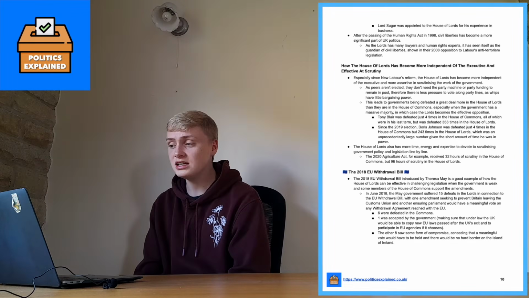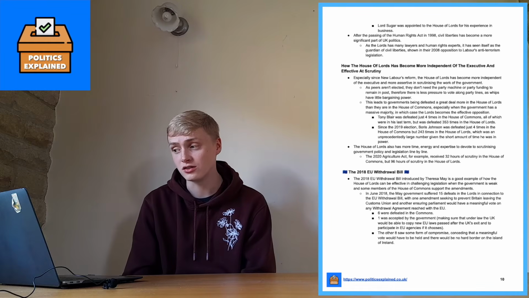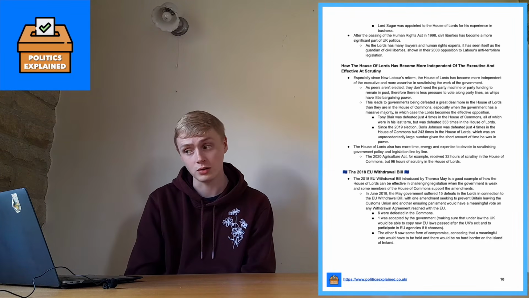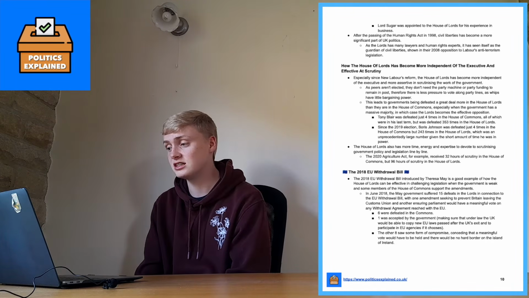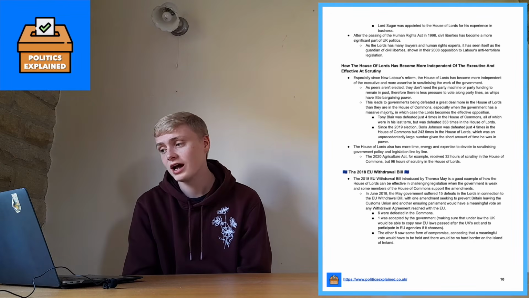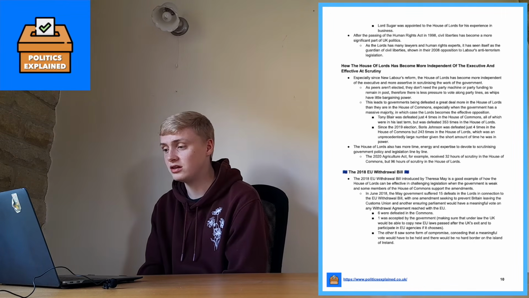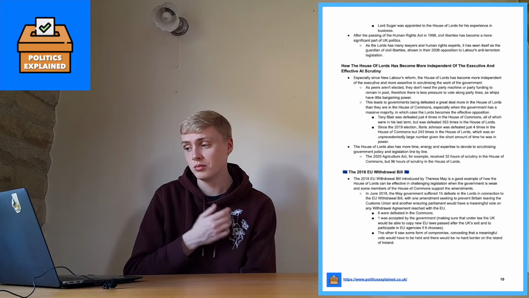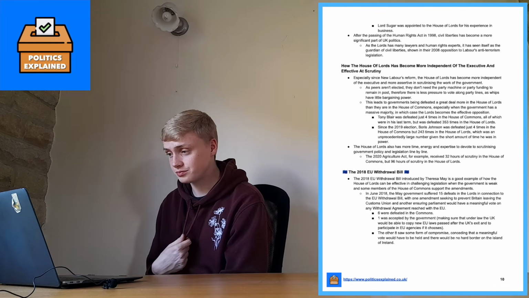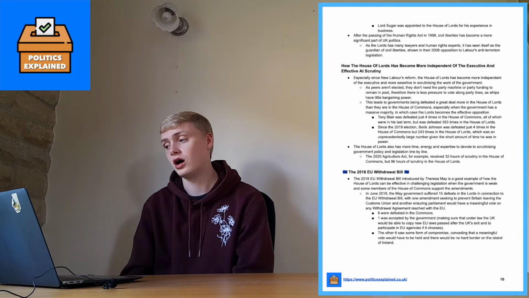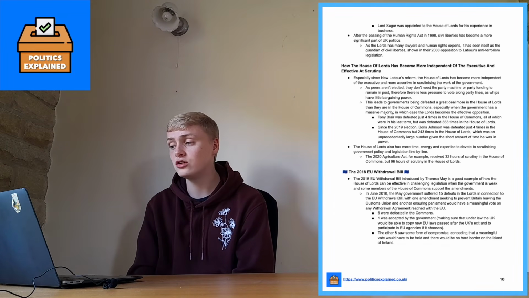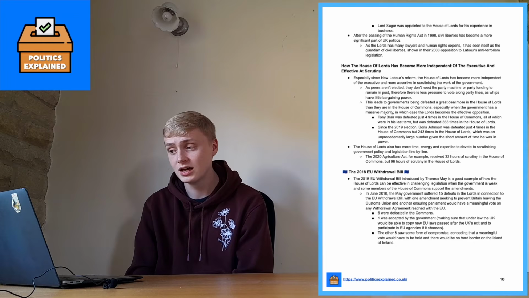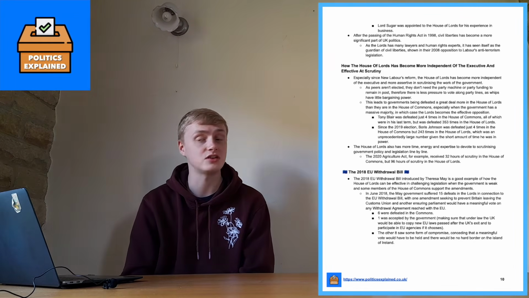In June 2018, the May government suffered 15 defeats in the Lords in connection to the EU withdrawal bill, with one amendment seeking to prevent Britain leaving the customs union and another ensuring Parliament would have a meaningful vote on any withdrawal agreement reached with the EU. So 6 were defeated in the Commons, 1 was accepted by the government. That was making sure that under law, the UK would be able to copy new EU laws passed after the UK's exit and to participate in EU agencies if it chooses.